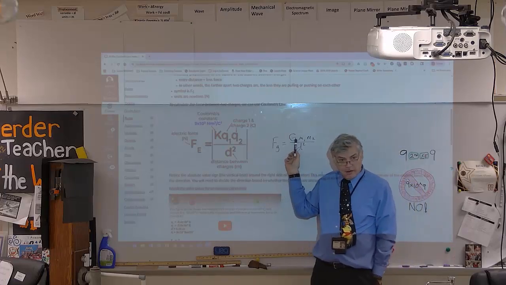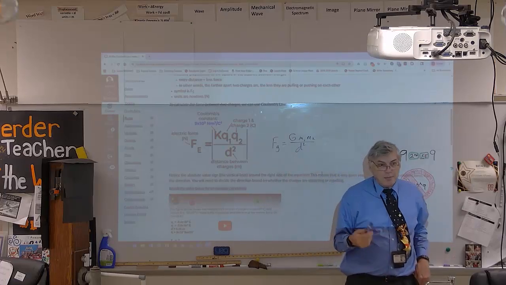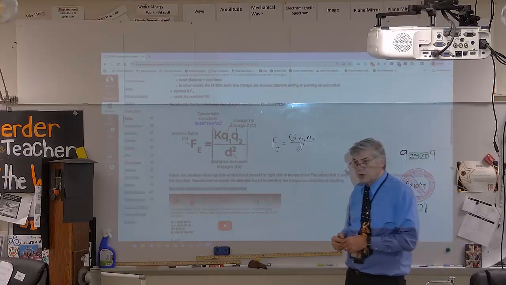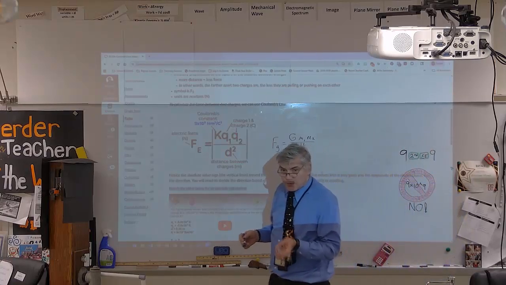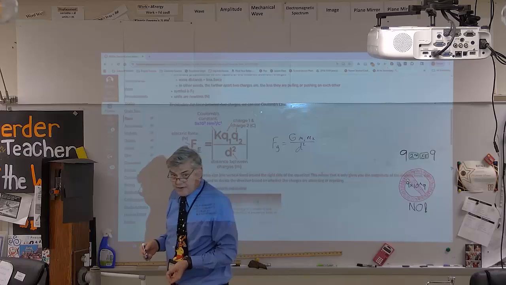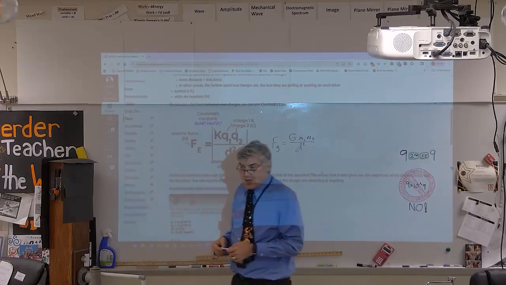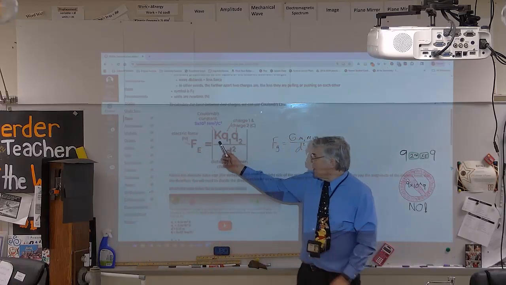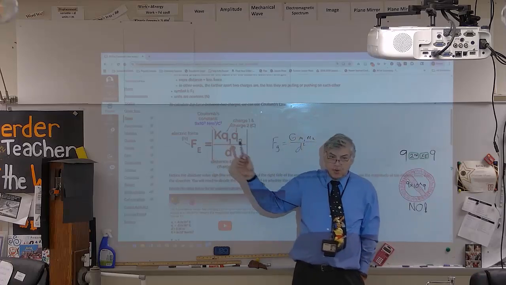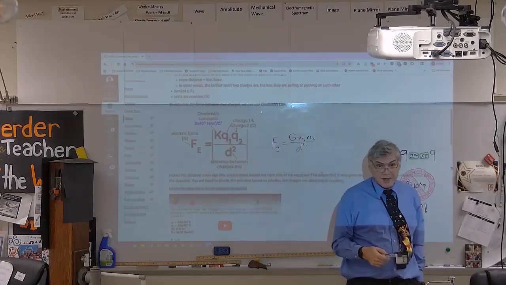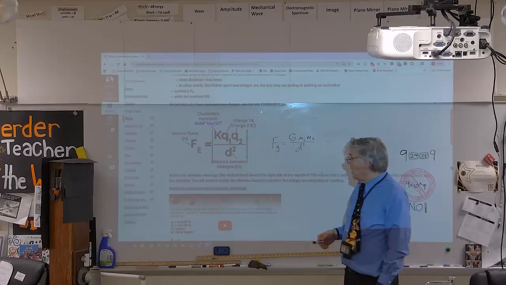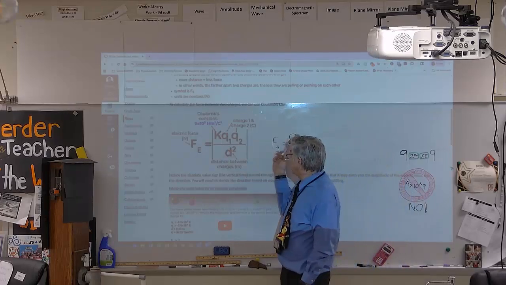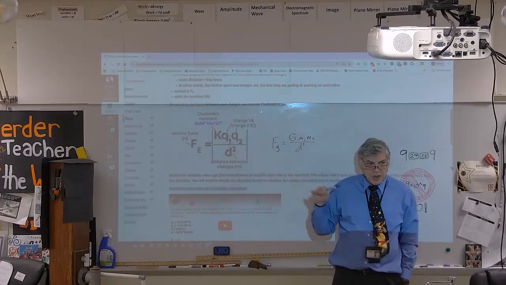So for gravity, the constant is big G, the gravitational constant, which is a very, very small number, 6.67 times 10 to the negative 11. Okay, so very small. And then over here we have the Coulomb constant, which is a big number, 9 times 10 to the 9th. Okay, so big number, small number. But other than that, these are the same equation.